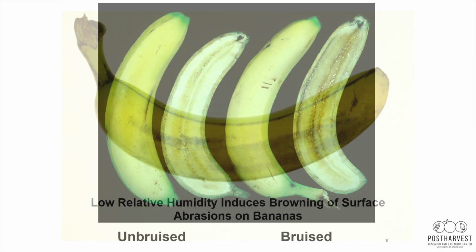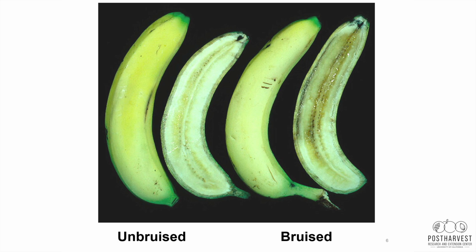And so you can also get, we've all seen also, this internal bruising of bananas when you go to eat a banana and there's this big translucent spot. And again, that's because the fruit is very susceptible to impact damage, especially when it is partially ripe.